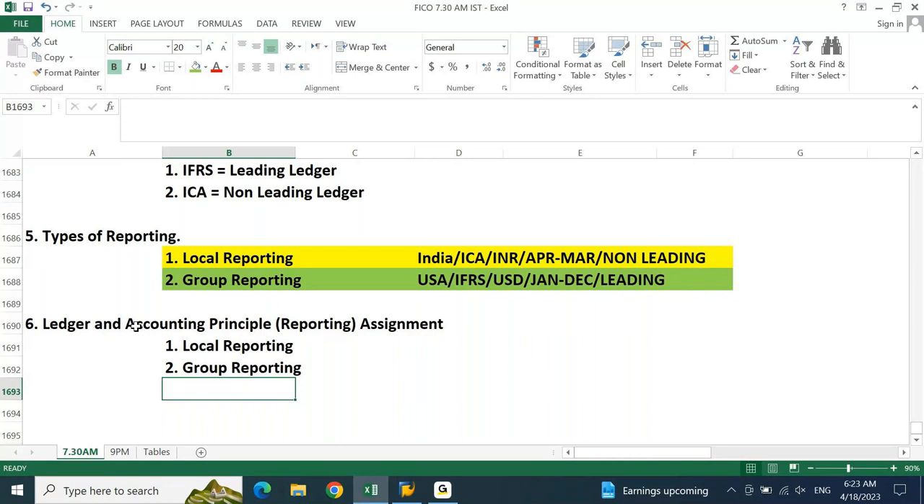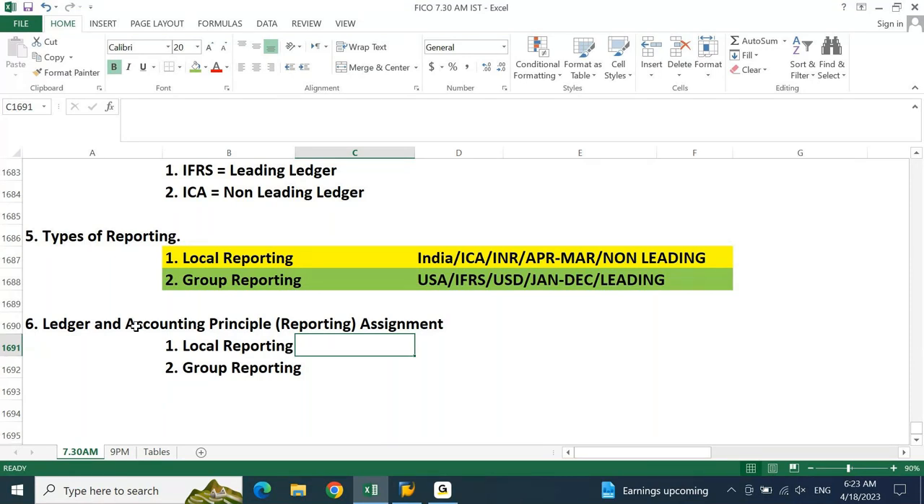Local reporting is used at company code level. Group reporting is used at group level. When you're talking about group reporting, group level, this is called as consolidation reporting. Now, you have two ledgers. One is leading ledger, the other one is non-leading ledger.